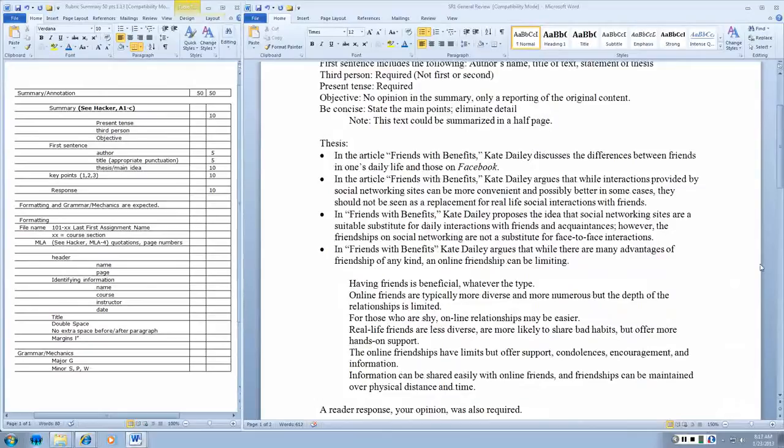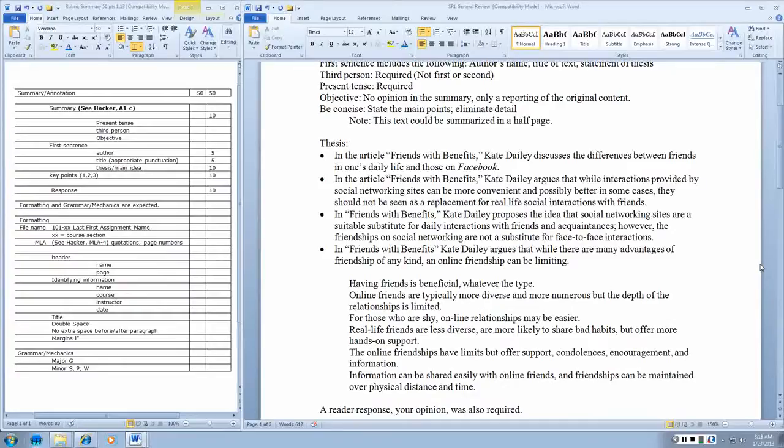After we look at the basic requirements, that in the first sentence you need to have author, title, thesis, or main idea, and then you are to include the key points in the summary. The summary itself is to be written in present tense, third person, and should be objective. And then you have a reader response. I took the liberty of borrowing from student papers.